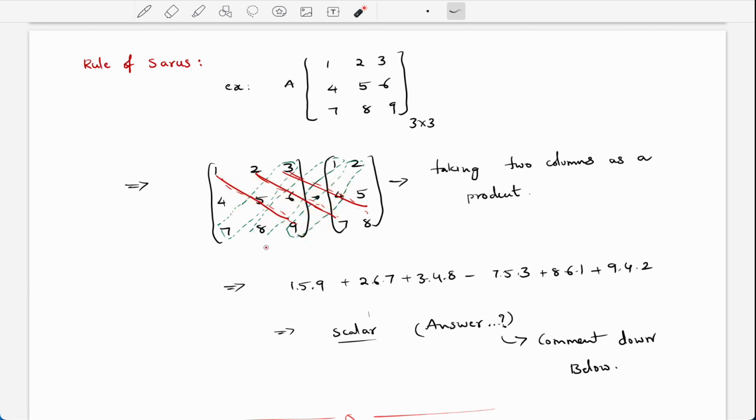We just multiply 1 into 5 into 9, and 2 into 6 into 7, and 3 into 4 into 8. Here also 7 into 5 into 3, 8 into 6 into 1, and then 9 into 4 into 1. So we just simply multiply it there, and whatever the result may be, it will become a scalar.